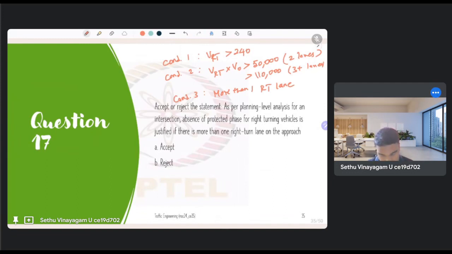So here, it says the absence of a protected right turning phase is justified if there is more than one right turn lane. So this is incorrect, right? When there is more than one right turn lane, we must provide a protected phase for right turn. So the absence of a protected right turning phase cannot be justified by this. Therefore we reject the given statement.